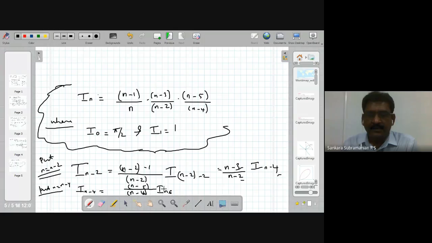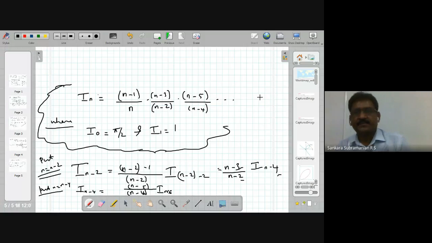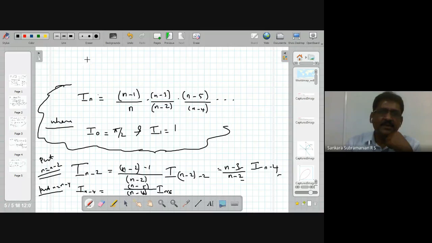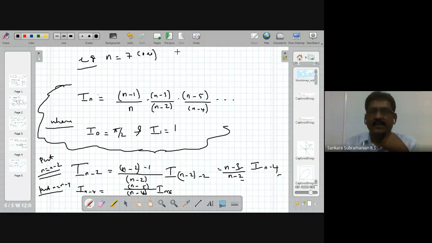This is I n minus 6. So அப்போ இப்படி எழுதிக்கிட்டே போகலாம். எங்க போய் ஸ்டாப் ஆகும் சார்? நான் ஒரு எக்ஸாம்பிள் எடுத்துக்கிறேன். I will take an example. n to be 7, which is an odd number, and I will take n equal to 8, an even number, எடுத்துக்கிறேன்.